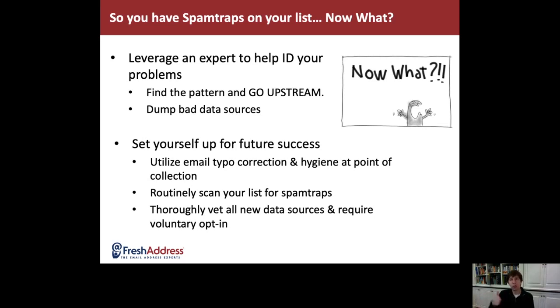You also want to continue routinely scanning your list for spam traps to be sure that there's none popping up, because as spam traps change over time, email addresses might evolve from simply a bad email address to a spam trap. You've got to continue routinely scanning your list. And then you want to be sure that any new data coming in is absolutely opt-in and has absolutely been volunteered and none of it is being scraped.